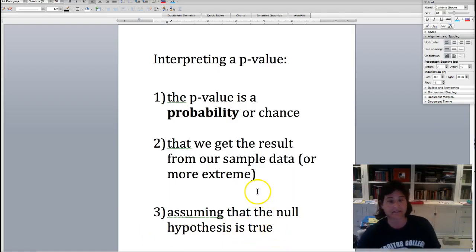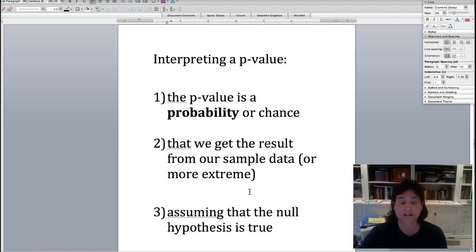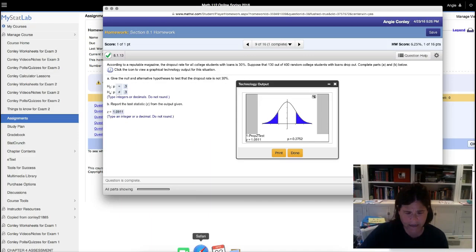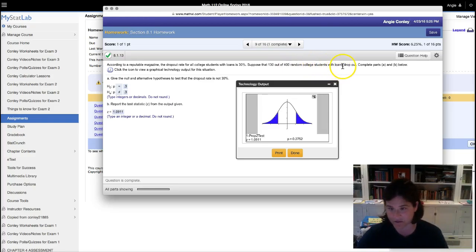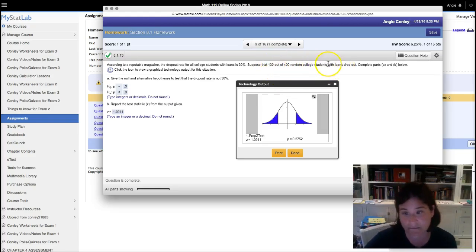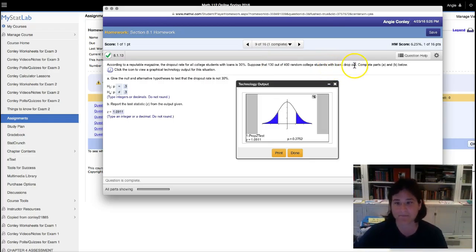Okay, so there are three things. The p-value is a probability or chance. It's the chance that we get the result from our sample data or more extreme, assuming that the null hypothesis is true. So if I go back to my problem here and I were to interpret the p-value, and you might have to go back and replay this sentence over and over, my p-value would be: there is a 27.52% chance that out of 400 random college students with loans, 130 of them or more drop out.